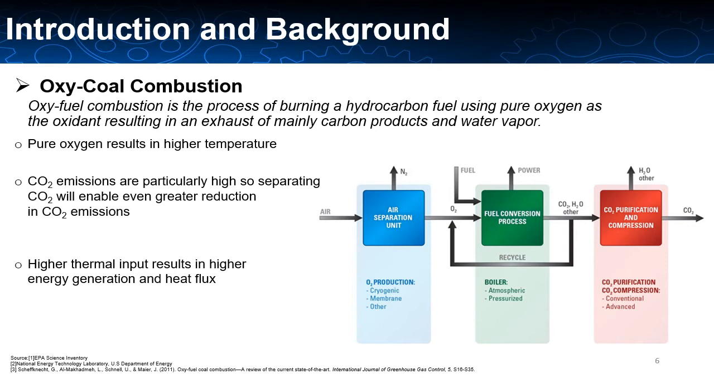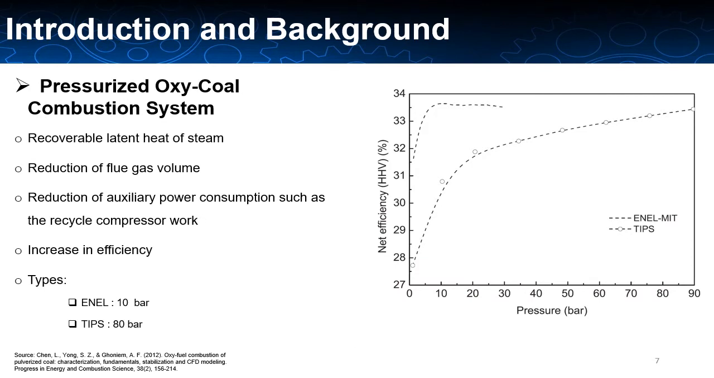And also another parameter to know about the Oxy-Coal combustion is how much heat flux we're getting from the combustion, because that heat flux will determine how much thermal heat input we can put, or how much fuel we could put into the combustion process. So in results, that thermal heat input will determine how much heat generation we can have or how much efficiency we might have.